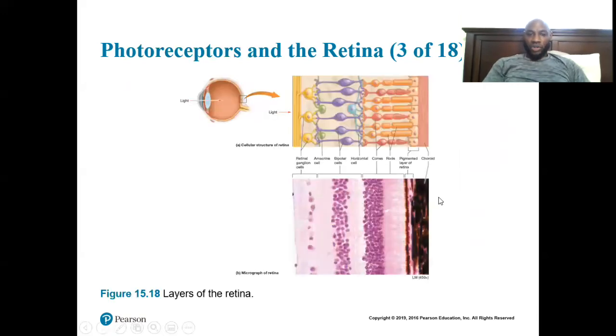And so this is your light hits your retina, retinal ganglion cells, amacrine cells, bipolar cells, horizontal cells, cones, rods, pigmented layer of your retina, and your choroid. A lot going on there.